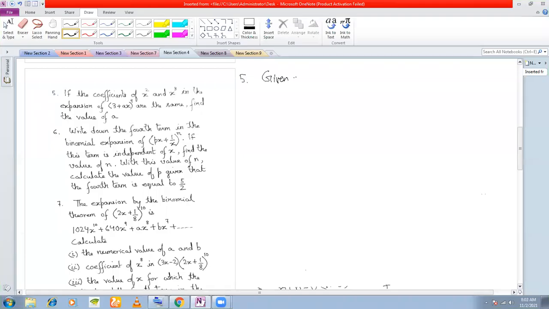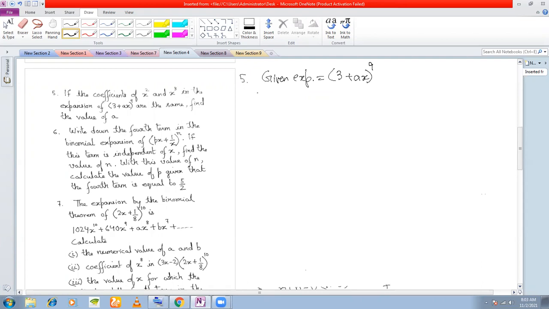The given expression is (3 + ax) to the power of 9. Now, if the coefficient of x square and x cube are the same. So first of all, let's find the term which contains x square and x cube.